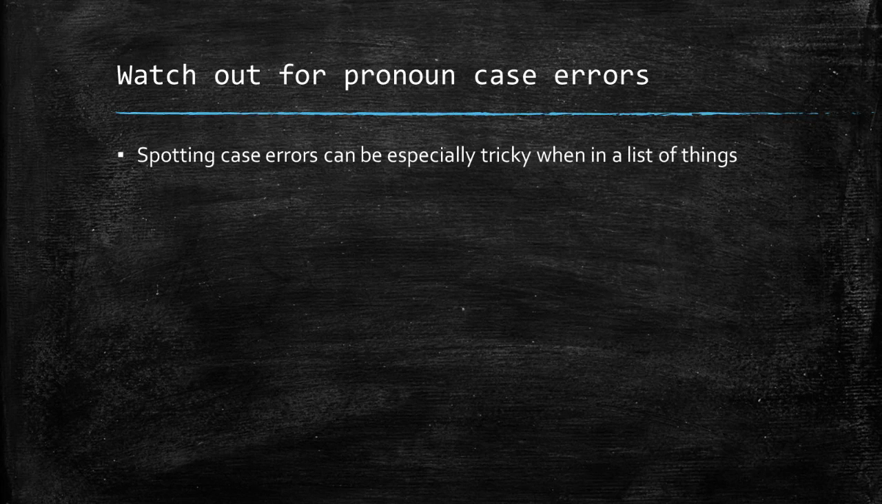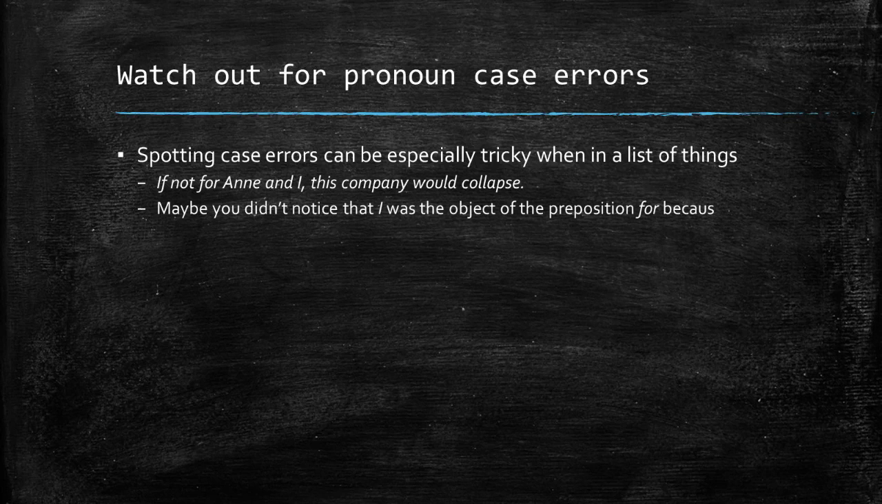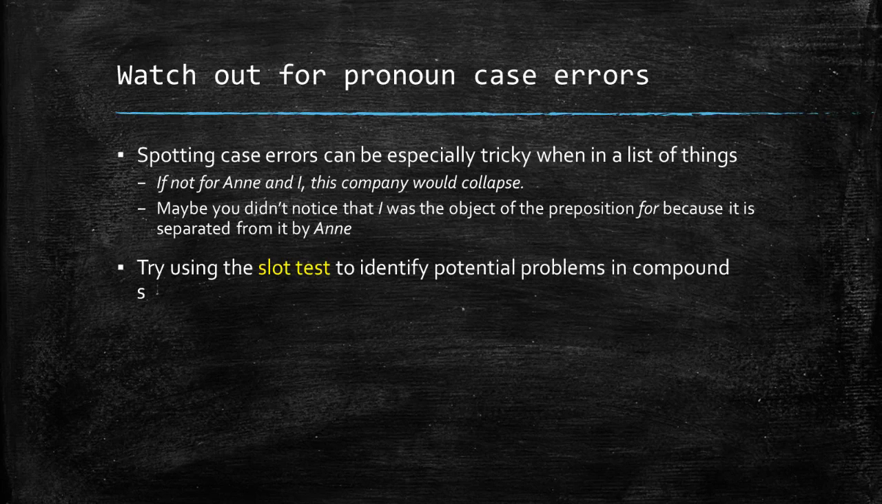Spotting case errors can be especially tricky when you're doing so in a list of things. If not for Anne and I, this company would collapse. Maybe you didn't notice that I was the object of the preposition for because it's separated from it by the other part of the list, Anne. So try using what's called the slot test to identify potential problems in compound structures.